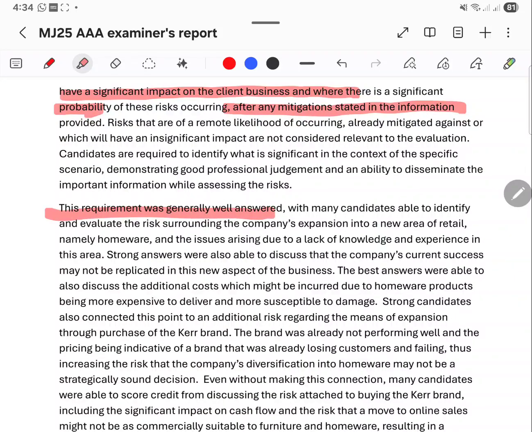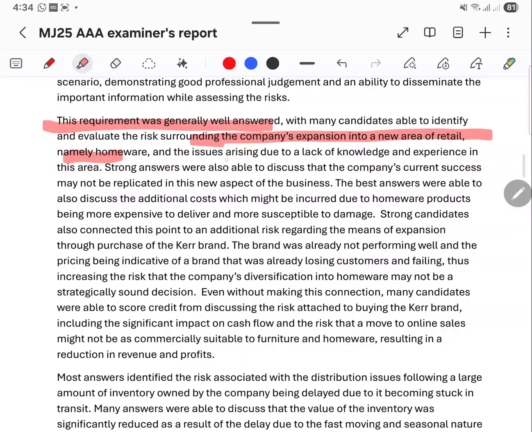With many candidates able to identify and evaluate the risk around the company expanding into a new area, mainly homeware, the issues arising from the lack of knowledge and experience in this area. Strong answers were also able to discuss that the company's current success may not be replicated in this new aspect of the business. The best answers were able to also discuss the additional cost which might be incurred due to homeware products.